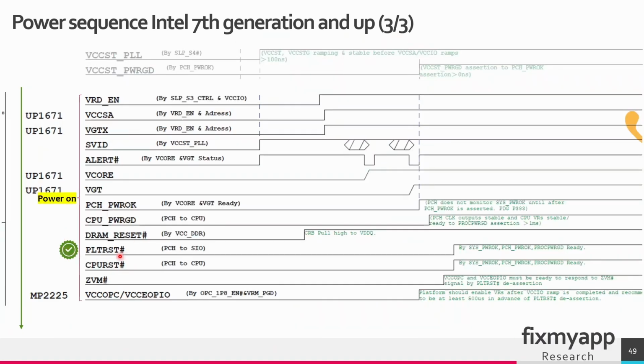Eventually this platform reset signal and the CPU reset signal have to be released. So they have to go out of a reset state, and these two signals will go high in the power on state. And now we have a fully working mainboard.